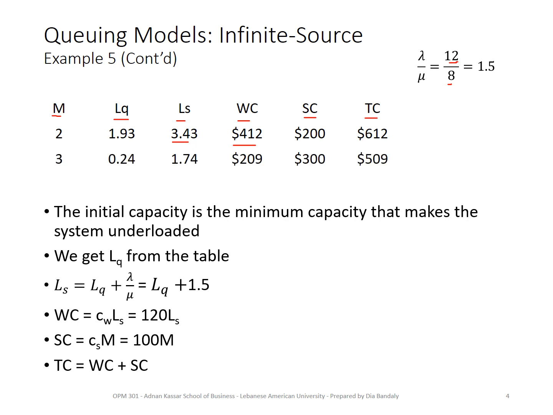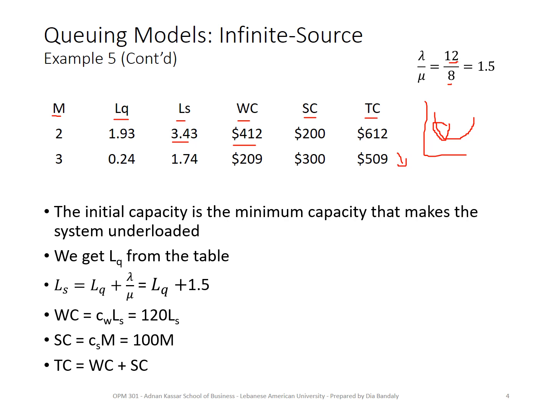For m equals 3, remember we increase at increment of 1. We read from the table LQ to be 0.24. We do the same calculations and we find the total cost to be equal to 509, or 510. What does it mean? If this is the total cost curve, that means we are still in this area, right? We are still decreasing, because 612 decreased to 509.